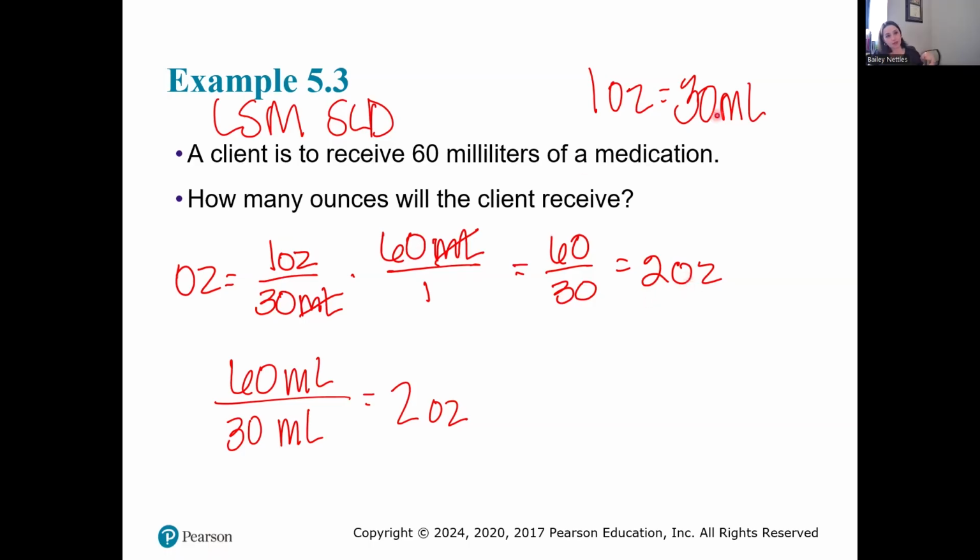All right. So which one's bigger? Our ounces. So we're going from smaller to larger, so we have to divide. We put our desired on top, our have on the bottom. What we have is a conversion. So 60 divided by 30 is 2.